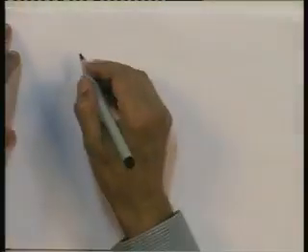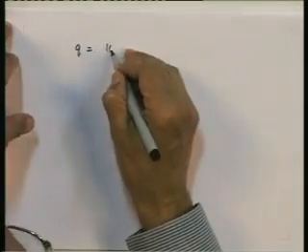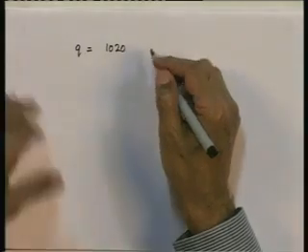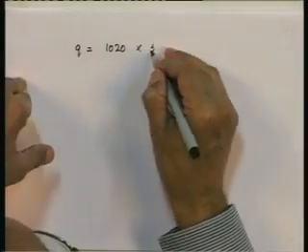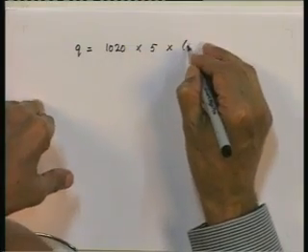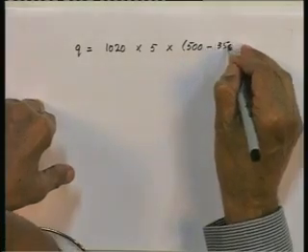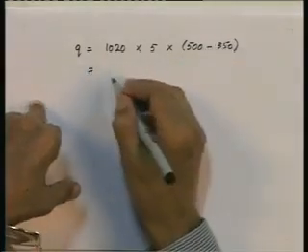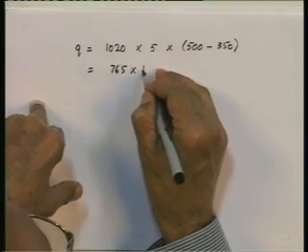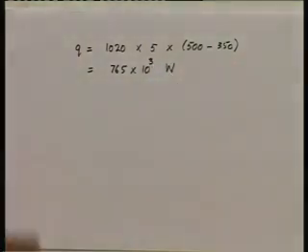Q is equal to 1020, that is the specific heat, into the flow rate 5, into the change of temperature on the hot side or cold side, it does not matter which side you take, 500 minus 350, and that comes out to be 765 into 10 to the power of 3 watts. This is the heat transfer rate in the heat exchanger.